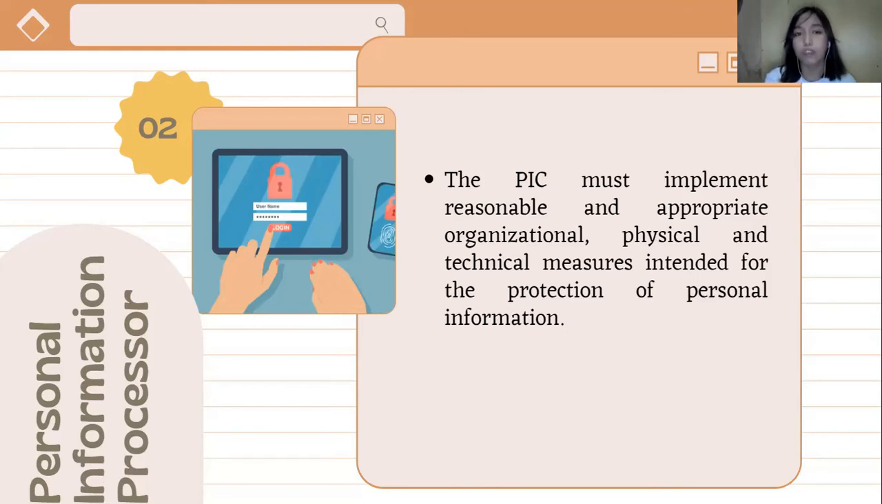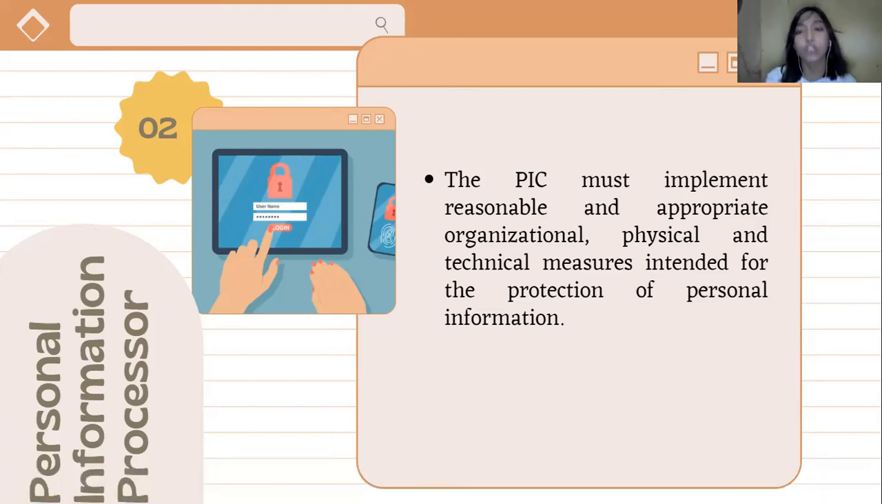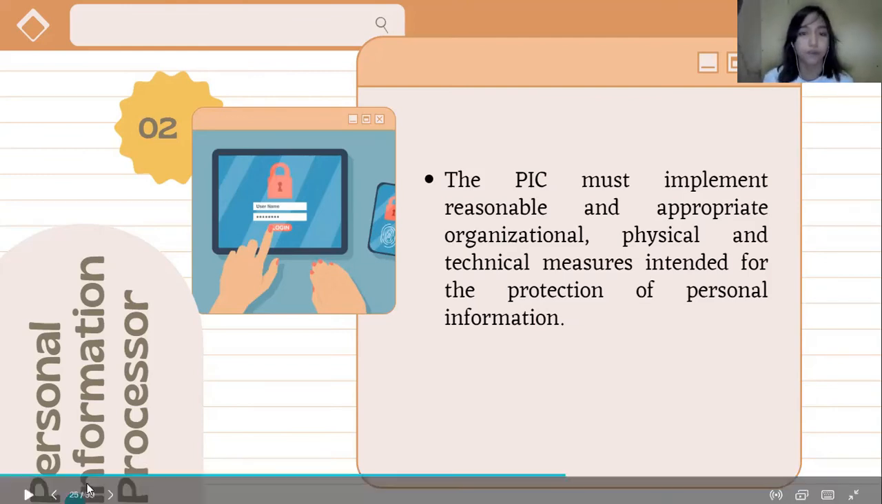So what would be the difference of the two? Basically, the difference between the two is that a data controller determines the purposes and means of the processing of personal data, while a processor engages in personal data processing on behalf of the controller. So they have a relationship, but they are completely different from each other. Next slide.